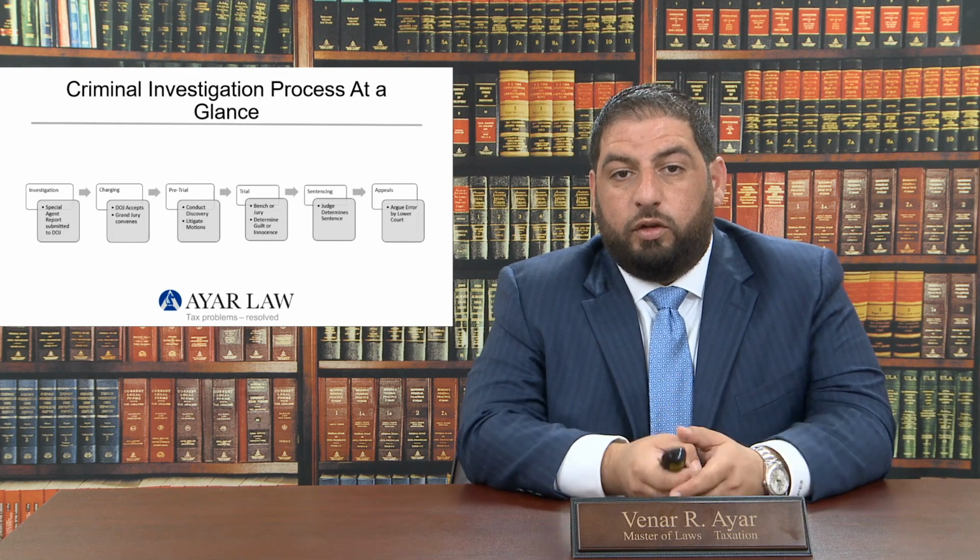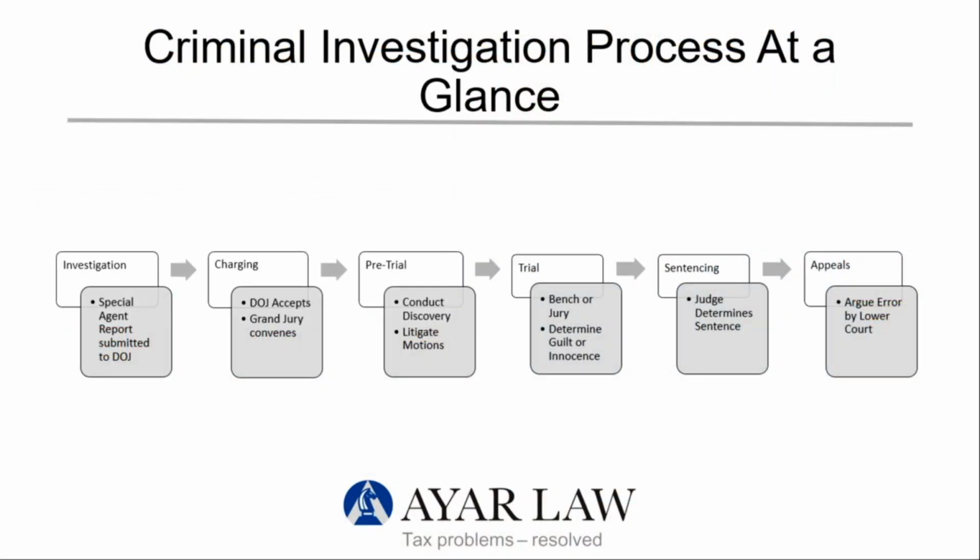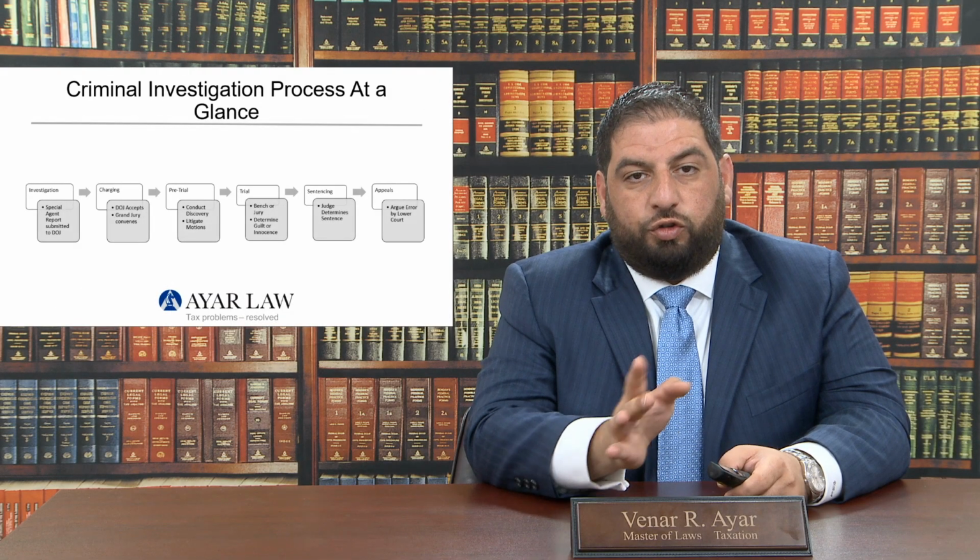Here is the criminal investigation process, or the criminal process at a glance. This is not just for tax crimes. This applies to all federal crimes. Some states have different processes. There are 6 steps. There's investigation, where a special agent builds a file. They hand in their report. They submit it to the Department of Justice, what's called a special agent's report. And then if the Department of Justice agrees to move forward, there's the charging phase. The DOJ accepts the case. They convene what's called a grand jury. And then the grand jury will make a decision on whether or not to charge you with a case. Basically what a grand jury is, they have a one-sided trial where it's just the prosecutor.